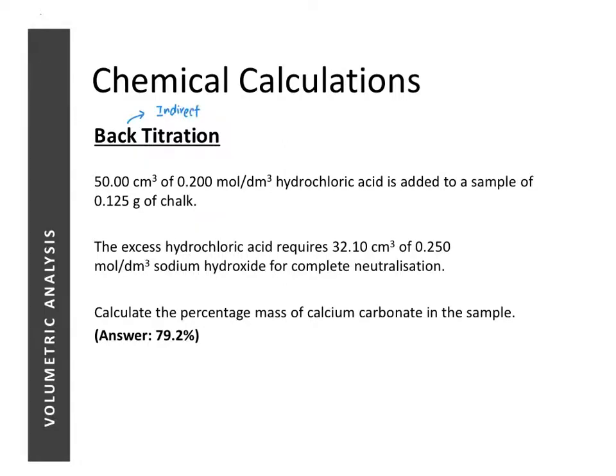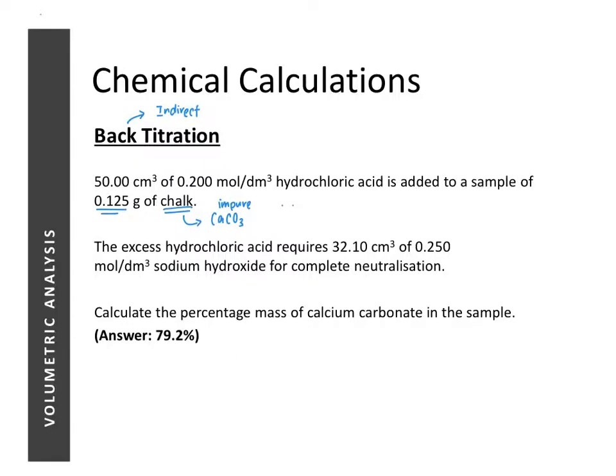Okay, so let's take some time to read the question, and then I'm going to tell you what is actually happening. Now in this question we have a sample of chalk. Chalk is primarily made up of calcium carbonate plus something else. So the 0.125 grams is actually the mass of impure calcium carbonate.